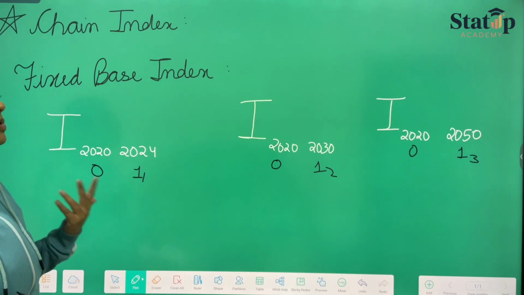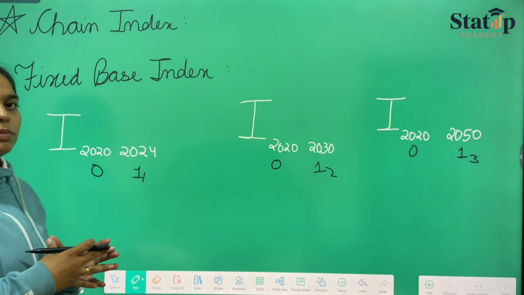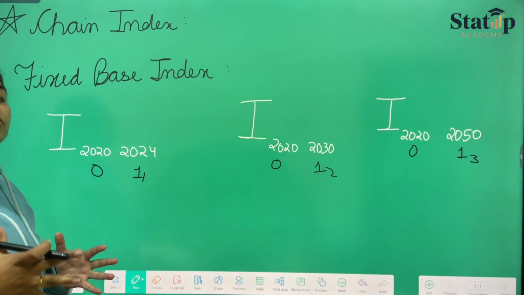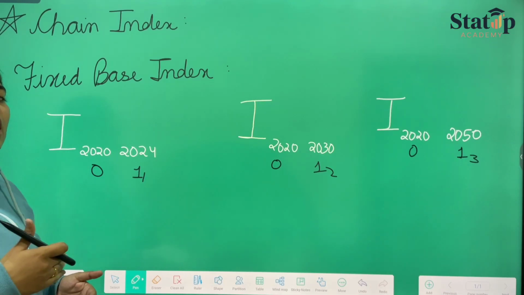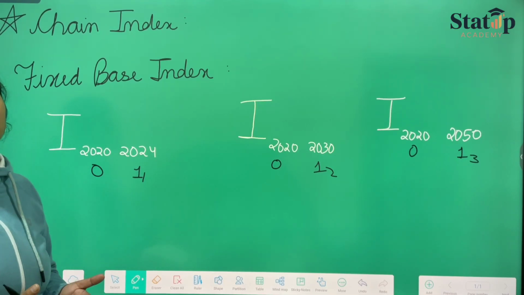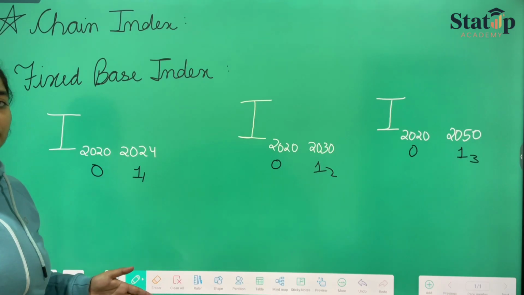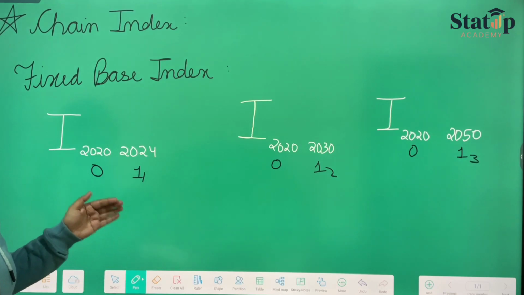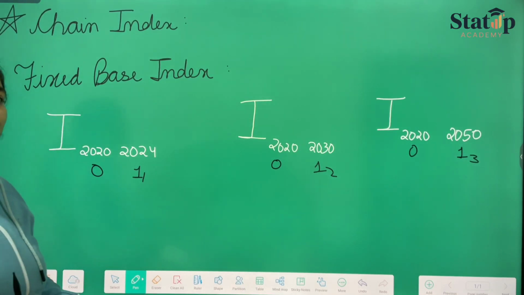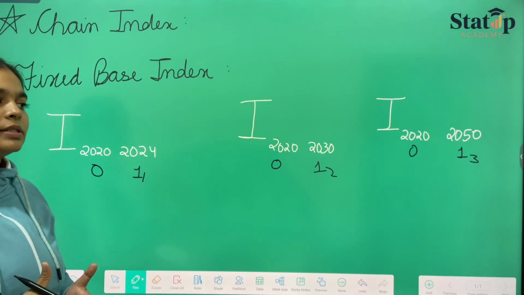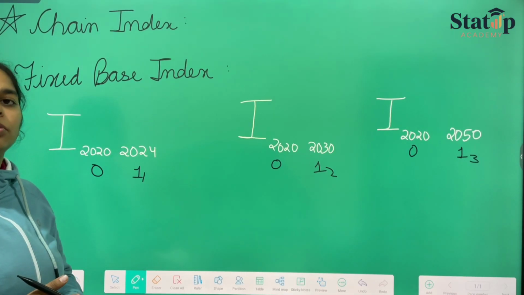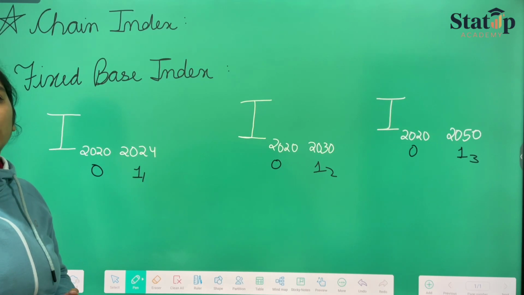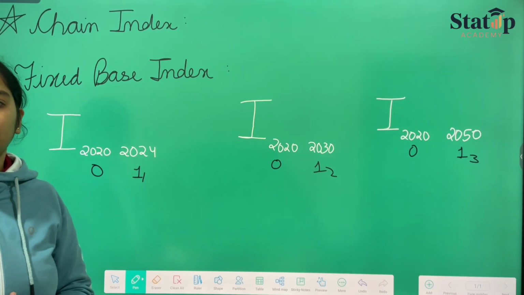But as we move forward with more year gap between the base year and the current year, our findings become more inaccurate because the time gap between them increases. That's where the chain index comes into play. The chain index takes the base year as the previous year only, not having a gap of more than 1 year.